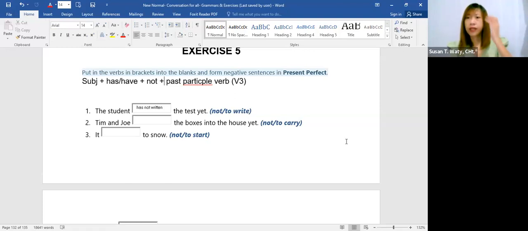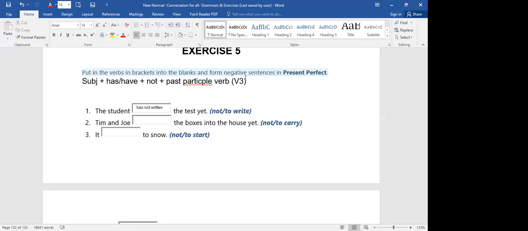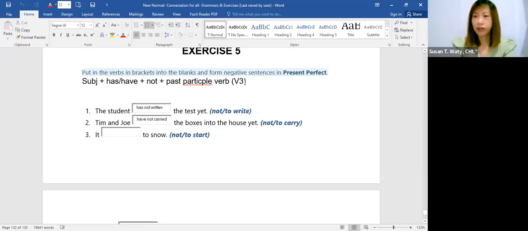Okay, let's give enough chance to Yusuf to try. Tim and Joe have not carried the boxes into the house yet. Very good. Carrier. Thank you, Yusuf.